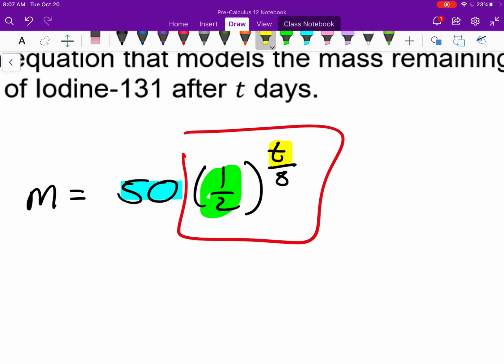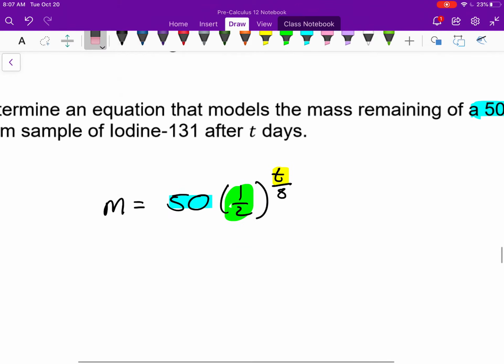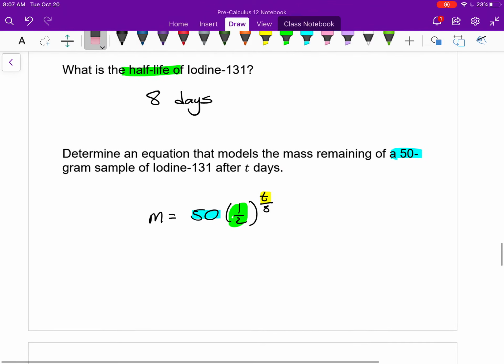When t is 4, halfway before the first time it's cut in half, we'll be able to find the mass by 50 times a half to the power of a half, the square root of a half. And so this one little change allows me to take into account that it takes 8 days for the half-life, not 1 day. And that's the main part of the question. And we have an exponential model here that covers the graph you see above, in particular for a 50-gram sample.